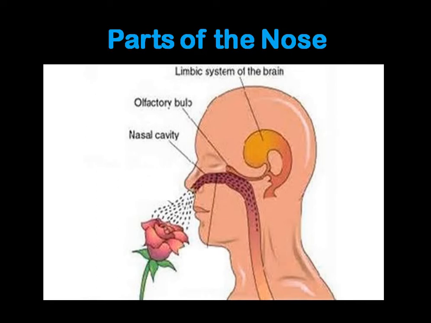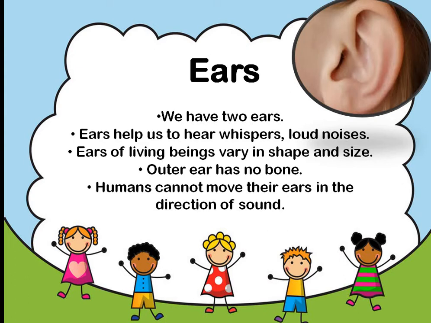These are the parts of the nose. So you can see, you just smell the object, it passes through the nose. These nerve endings are here in the nose, and then these pass the message to the brain that yes, the smell is good or bad.